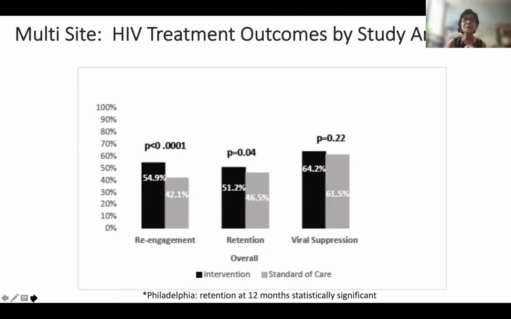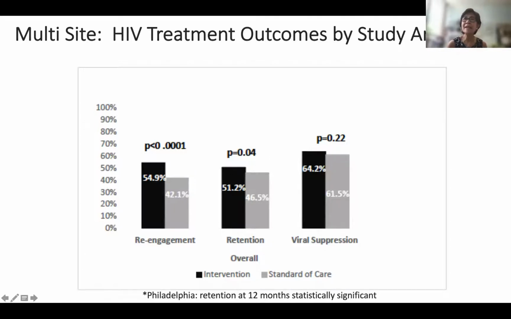So what did we see for all 3 sites? Okay, so this combines all of the 3 sites. So for all 3 sites, re-engagement, overall, the intervention, this is the DIS group in the black, about 55% re-engaged at 90 days versus the standard of care, which was 42%, which was statistically significant. So just like in Connecticut, Philadelphia, and Massachusetts, we all had the same experience. The DIS group was better at re-engaging people by 90 days.